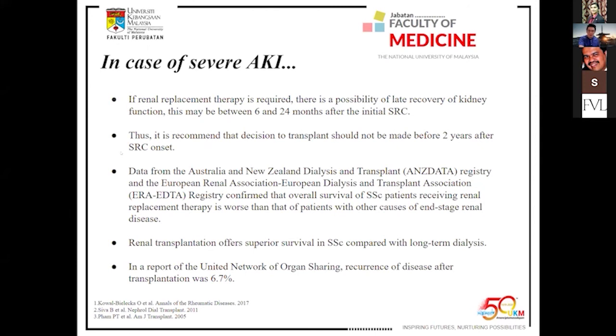The data from Australia, New Zealand, and Europe shows that if you have end-stage renal failure secondary to systemic sclerosis, generally they do quite badly compared with other causes of end-stage renal failure. But if you can offer them renal transplantation, transplant gives you better survival compared to long-term dialysis. This is the data that I get from UNOS. The recurrence of the disease after transplant is only 6.7%. It's not too bad.